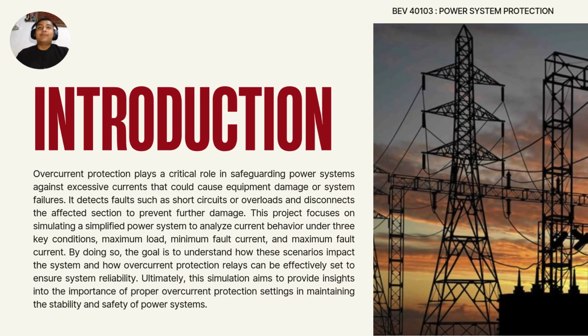Overcurrent protection helps prevent damage by cutting off excessive current from faults like a short circuit or overload. In this project, we will simulate a basic power system to see how current behaves under three conditions. First, a maximum load. Second, a minimum fault current. And third, a maximum fault current. The goal is to understand how these conditions affect the system and how to set the overcurrent protection relay to keep everything safe and reliable.